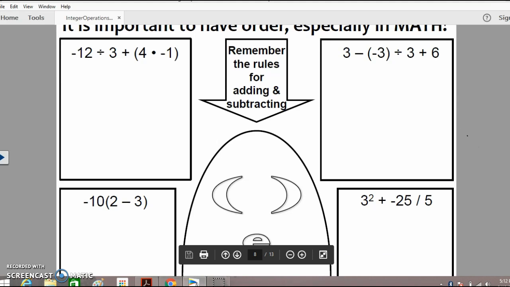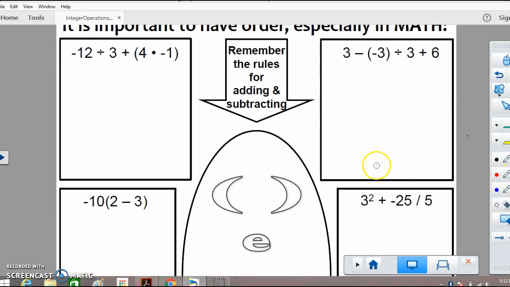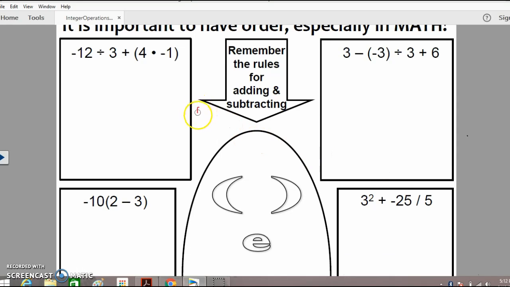Oh, let me pick a different color. If the signs are the same, that means you're going to add. Even if they're both negative, that means you're going to add them together. If the signs are different, I'm running out of space already. That means we have to subtract. Doesn't matter how different they are. If two signs are different, you subtract them.